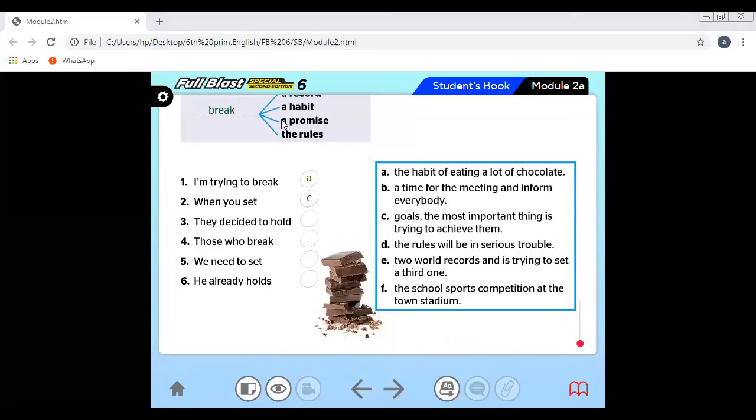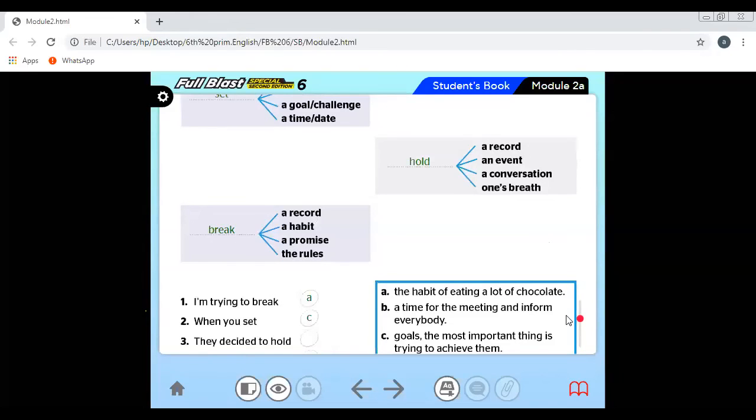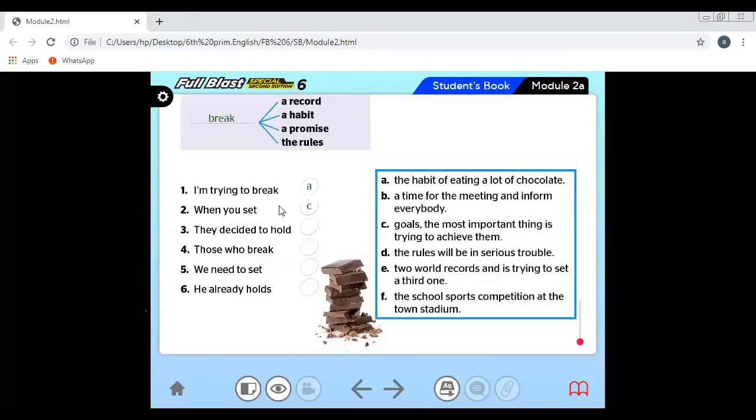Yes, Ganna. To hold what? They decided to hold. Hold the rules? No. Hold comes with a record, an event, a conversation, or one's breath. So which word is suitable? Which word will you choose?